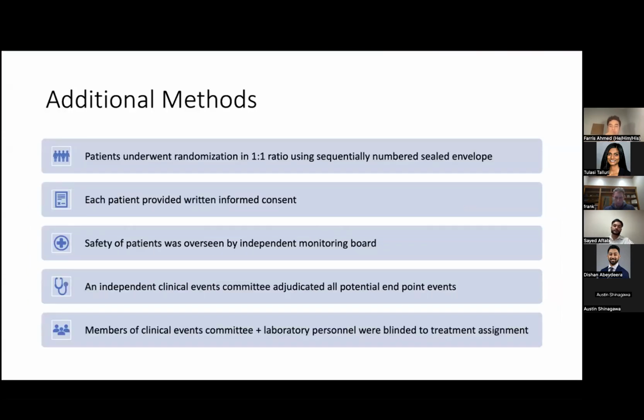So some additional methods to cover, the patients underwent, as I said previously, a 1-to-1 randomization ratio. Each patient was provided written consent. The safety of patients was overseen by an independent monitoring board. An independent clinical events committee adjudicated all potential endpoint events. And there's also a separate clinical events committee, as well as laboratory personnel that were blinded to treatment assignment.